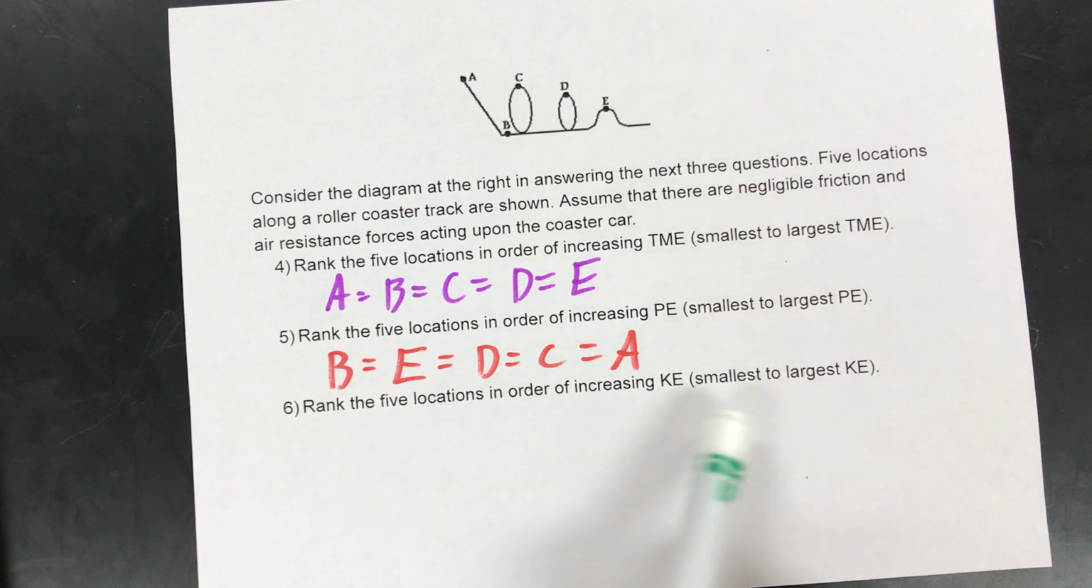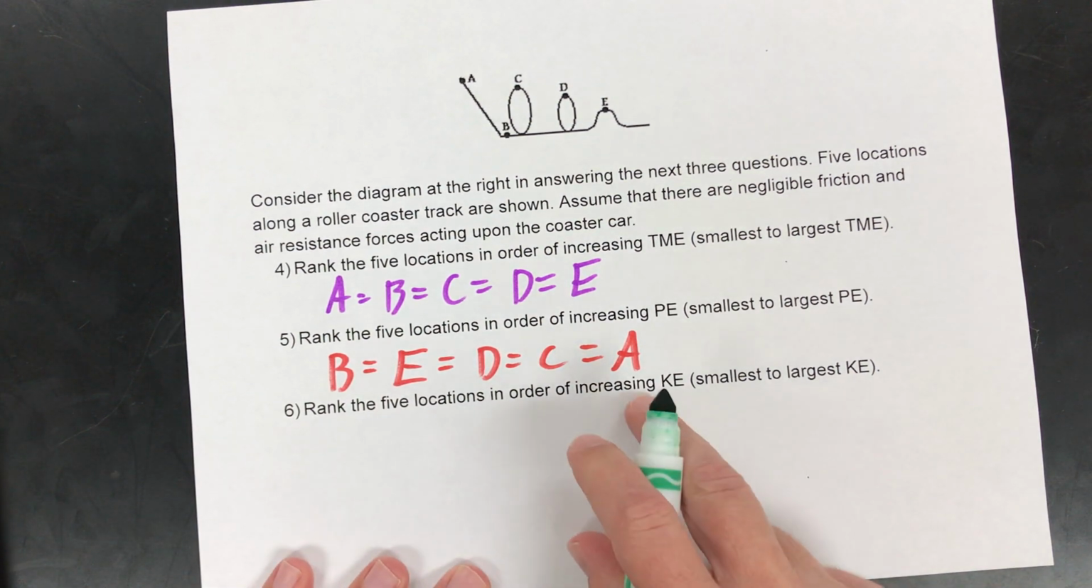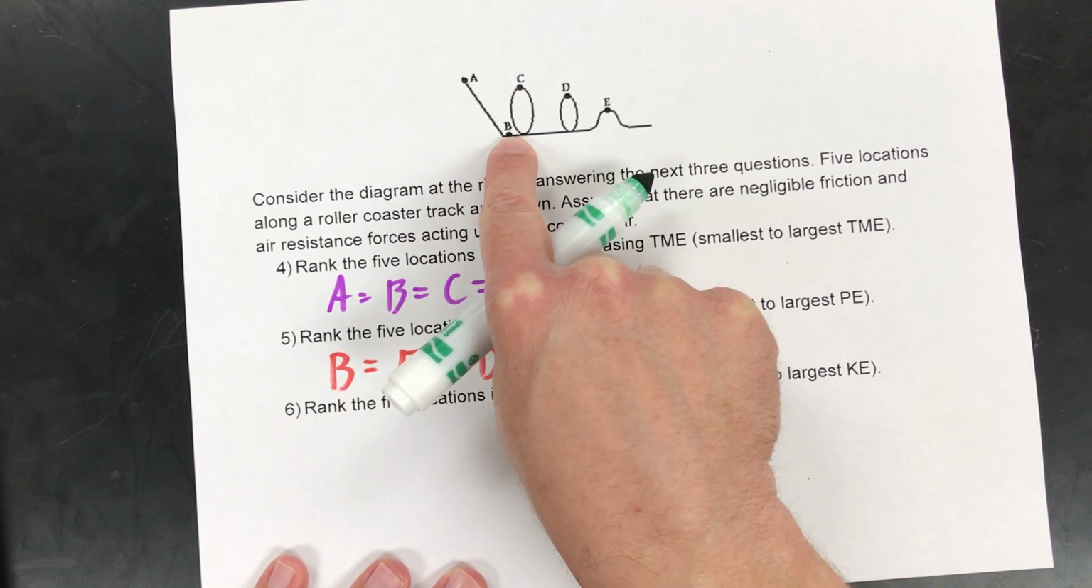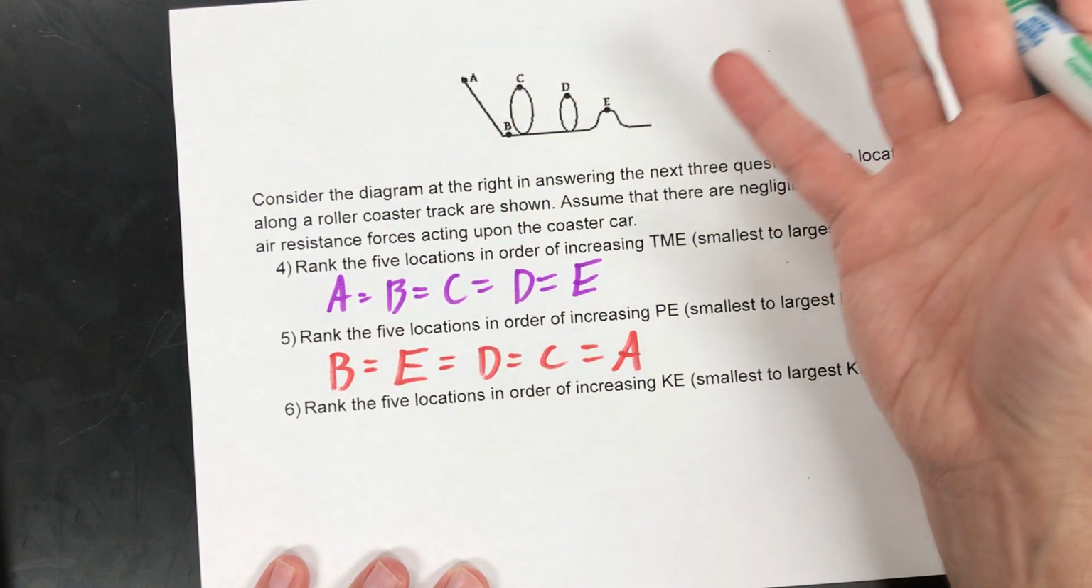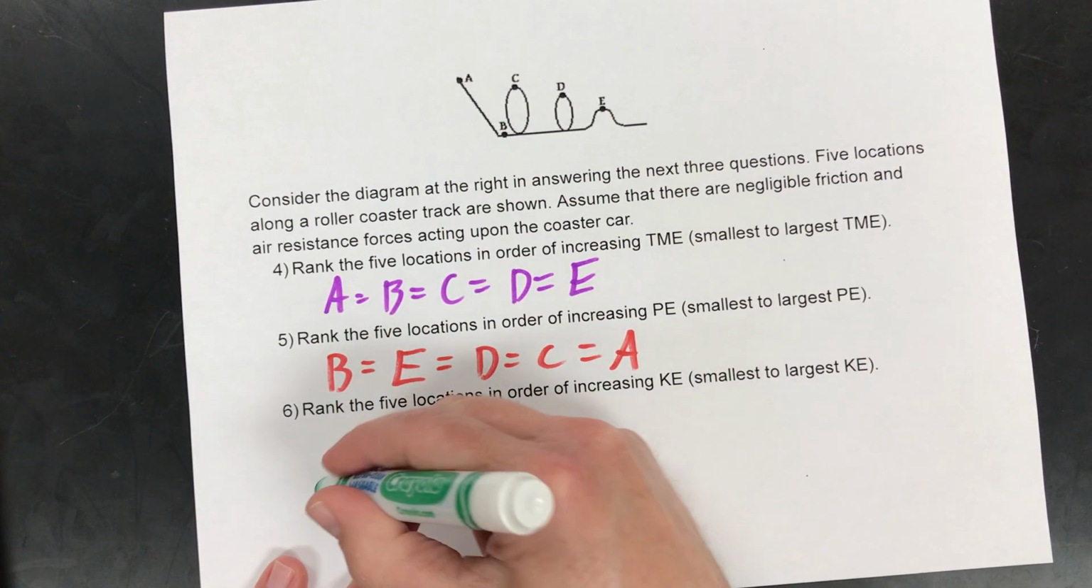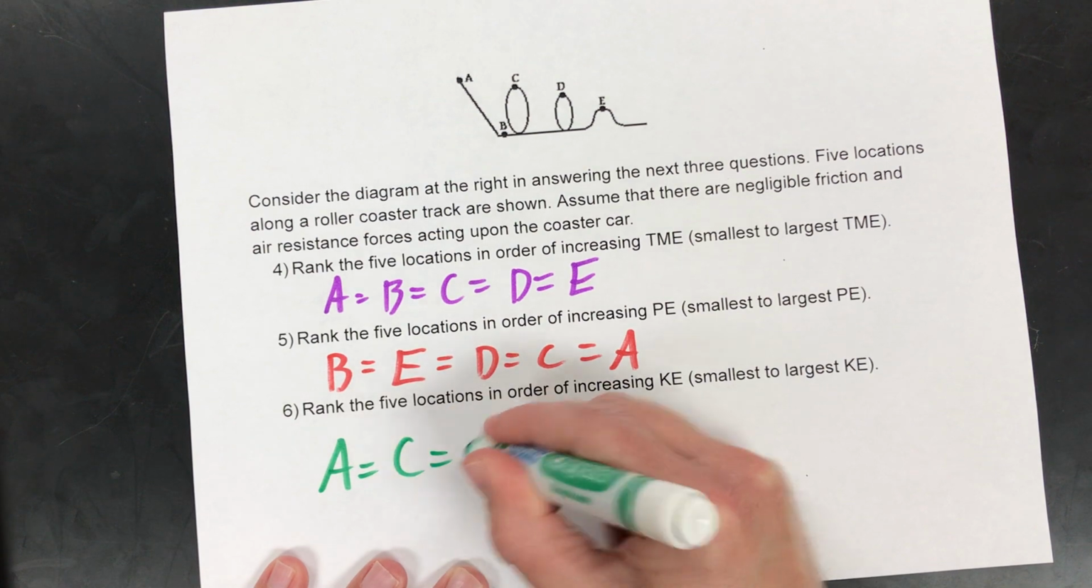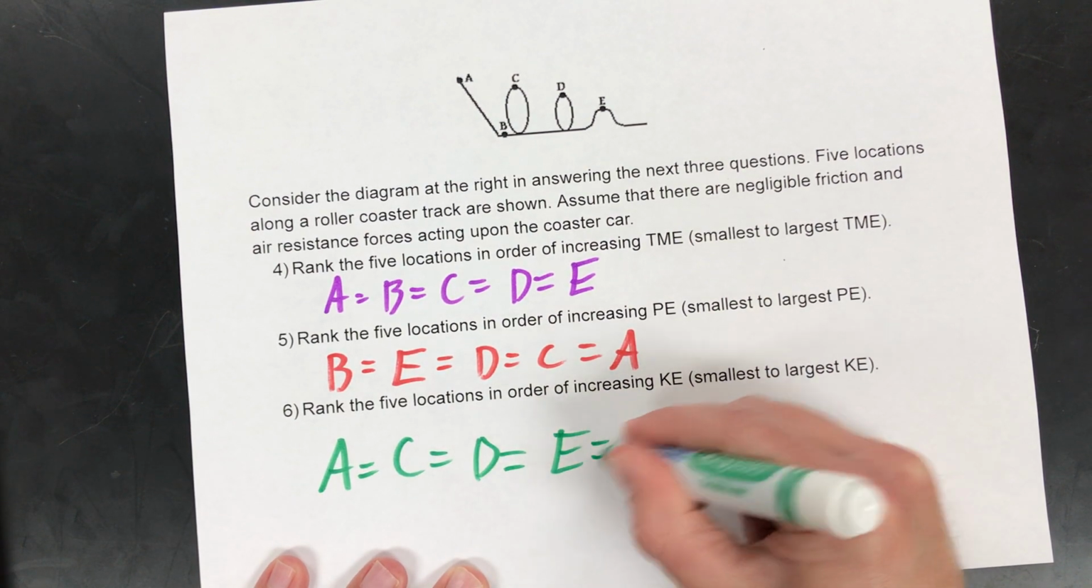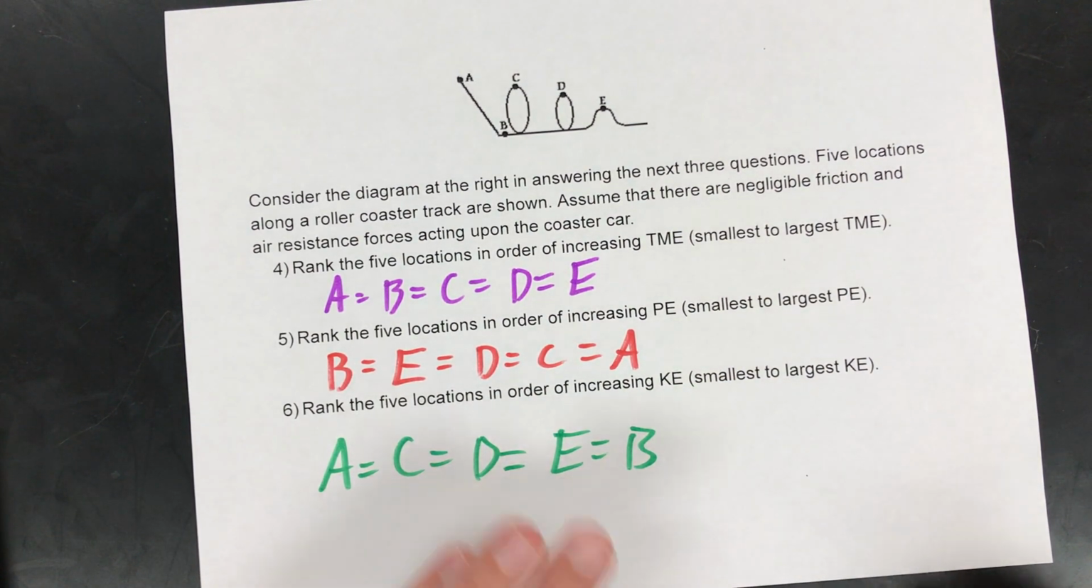And then finally, rank them according to kinetic energy, smallest to largest. Well, wherever they have less potential energy, they'll have more kinetic energy because the total has to be the same. So we just flip this. A, C, D, E, B will be the ranking in that case.